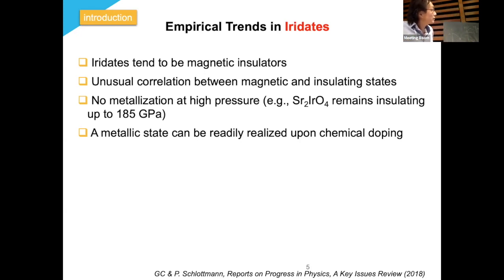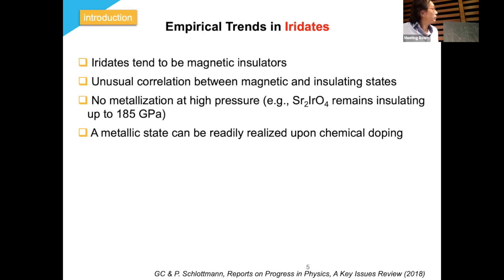Recently we did a high pressure study on this compound, strontium-2 iridium-O4, applying pressure up to 185 GPa, and the insulating state actually persisted. We think this persistent insulating state suggests the importance of crystal or structural distortion, despite the large band broadening under high pressure. On the other hand, a metallic state can be readily realized if we dope chemical impurities into the system.